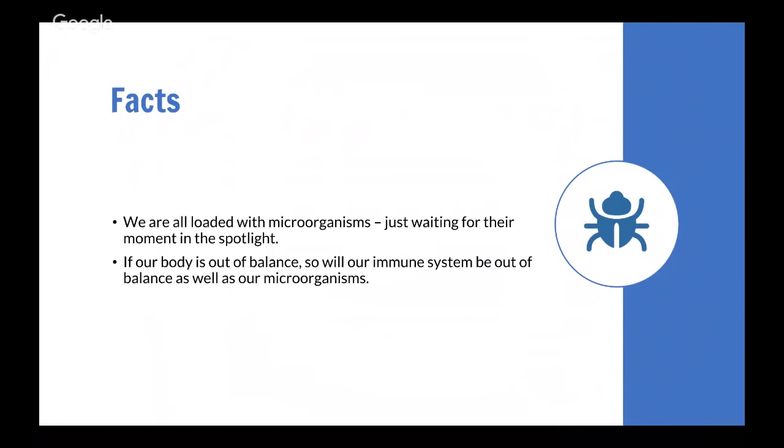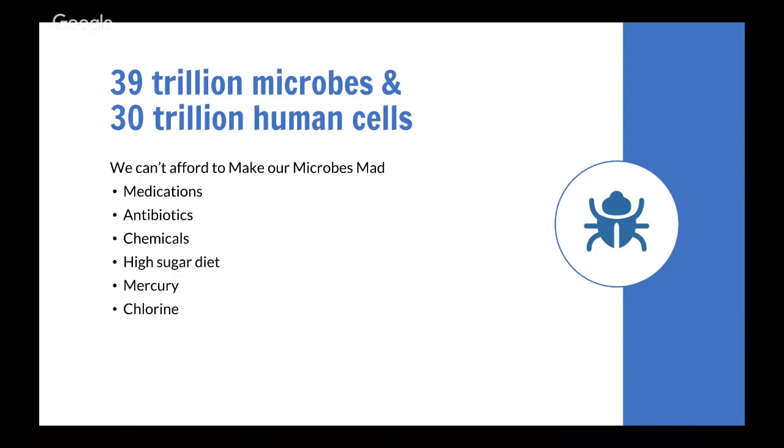The next slide is numbering the microbes and your human cells. Now, we've often heard that it's a 10 to 1, like 10 trillion microbes to 1 trillion human cells. But someone's finally done the math, and these are apparently the statistics. And the microbes are still winning according to numbers.